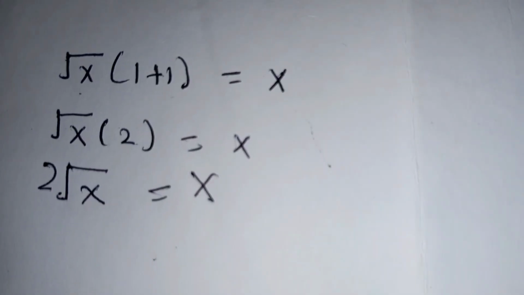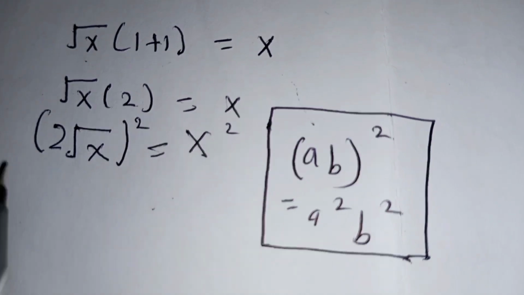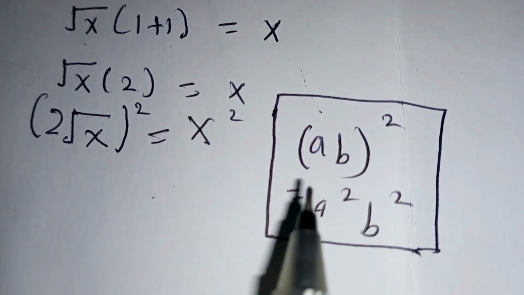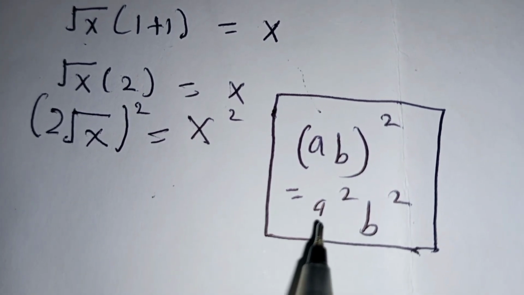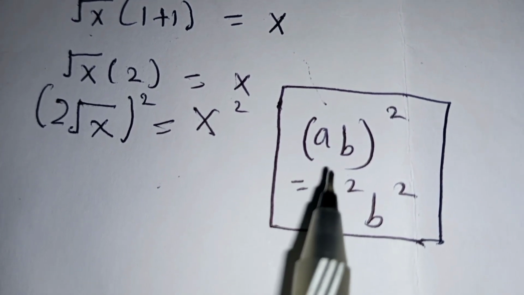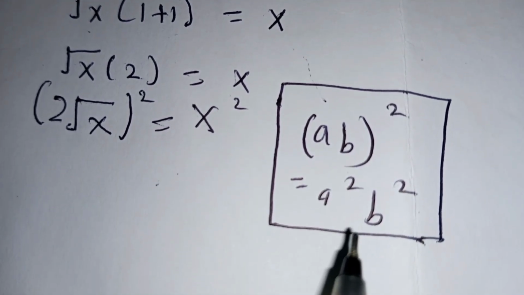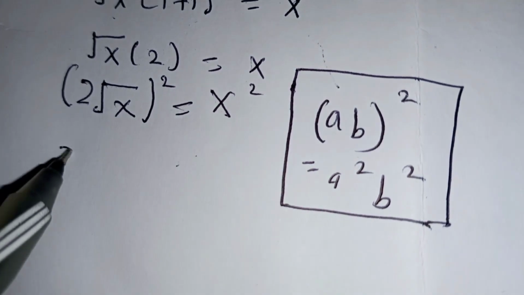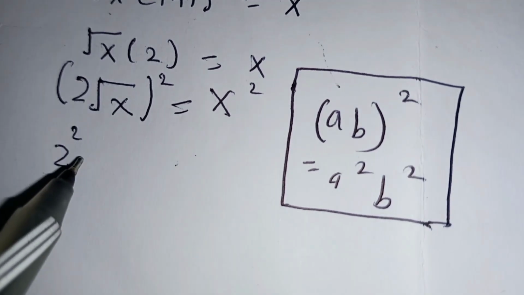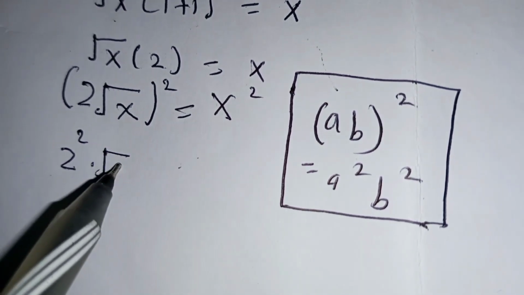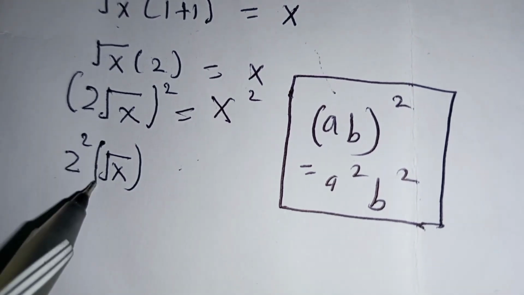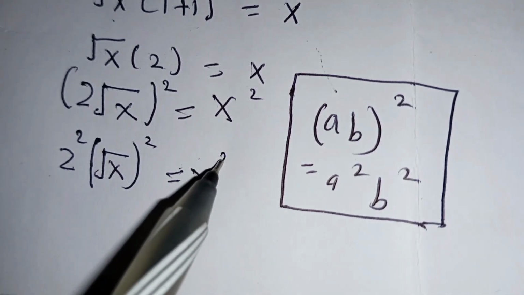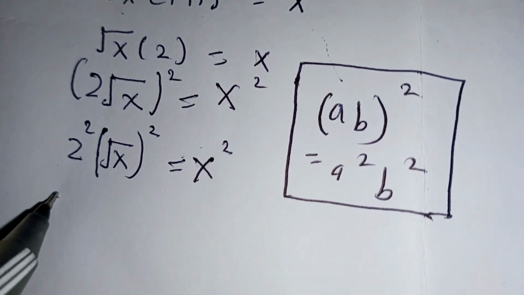From there, we are going to square both sides. We are going to make use of this rule: when you have a bracket of the product of two numbers and everything is squared, to remove the bracket, you square each of the terms. Like in this case, bracket a multiplied by b, bracket squared, means a squared times b squared. So doing that to our equation, on the left hand side, we shall have 2 squared multiplied by root of x, and you square everything. This is equal to x squared. 2 squared means 2 times 2, which is 4.